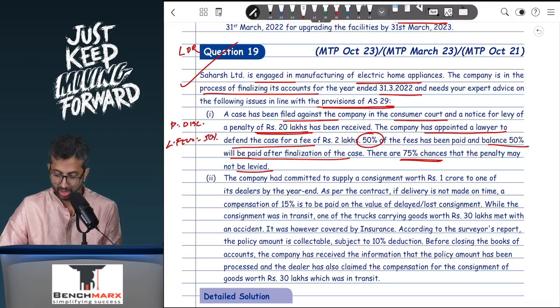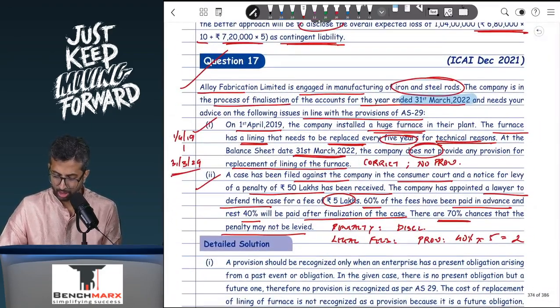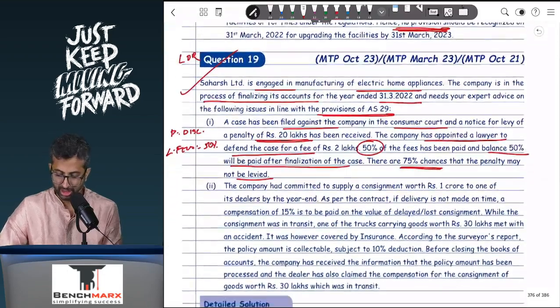Now, I would say that your earlier question, I think question number 17, is similar to question 19 sub point 1. So if you have put in LDR 19, this will automatically get covered.